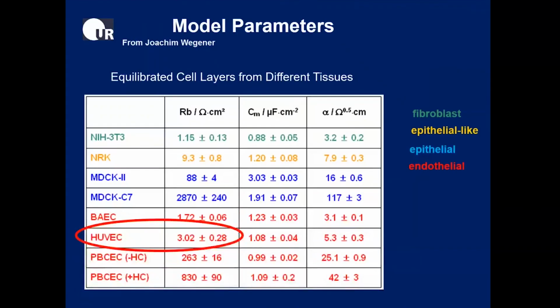And here are different values that are seen using ECIS, where we're looking at RB, membrane capacitance, and alpha. The important point here is that when we look at MDCK cells, the dark blue rows, we see they have barrier functions, depending on the type of cell, from around 100 or 88 in this case up to several thousand ohm centimeters squared. But look at HUVEC, only on average about 3 ohm centimeters squared. In that case, with the barrier function that low, the contribution of alpha has to be considered.